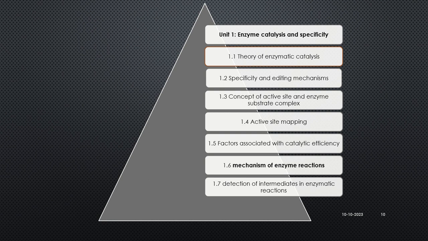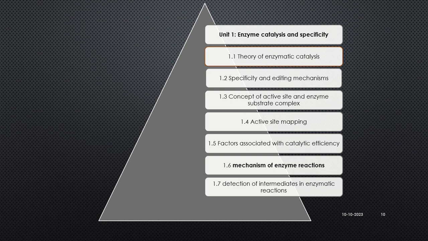Then it can also ask, write a short note on the concept of active sites and a detailed description of the enzyme substrate complex. Sometimes they also ask, write active site mapping. What do you know about active site mapping? Explain in one word with the definition also. Factors affecting catalytic efficiency can also be asked in the examinations.